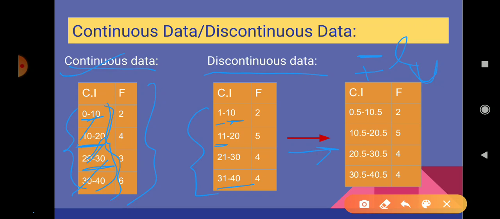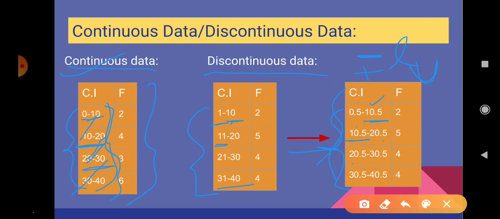Just look here, 1 is there, so we subtracted 0.5 from 1. 1 minus 0.5, we got 0.5. Add 0.5 to the upper limit, so 10 plus 0.5 is 10.5. Like this we did for everything. Now observe 10.5: here the upper limit is 10.5, and in the second class interval the lower limit is 10.5. Again here 20.5, 20.5. So this is continuous.